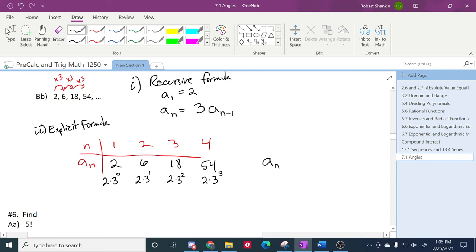A sub n, there's always a 2. There's always 3 to some power. Now, it'd be nice if the n was always showing up right here. It's not. But as the n moves up by 1, this moves up by 1. And there's always this relationship. This exponent on the 3 is always 1 less than the n. So there is an explicit formula like this.